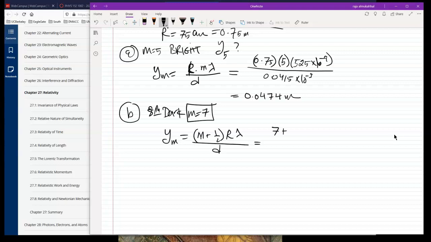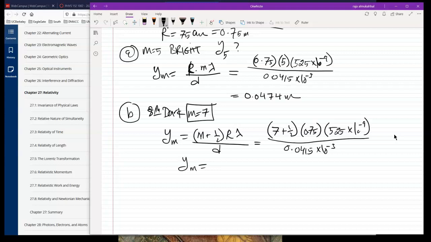So we have 7 plus half, times R, which is 0.75, times lambda, 525 times 10 to the negative 9, all of that divided by 0.0415 times 10 to the negative 3. Plug all that in, and I believe I got, please do my calculation, 0.0716 meter, I think. All right. And there we go. Got it? Simple?